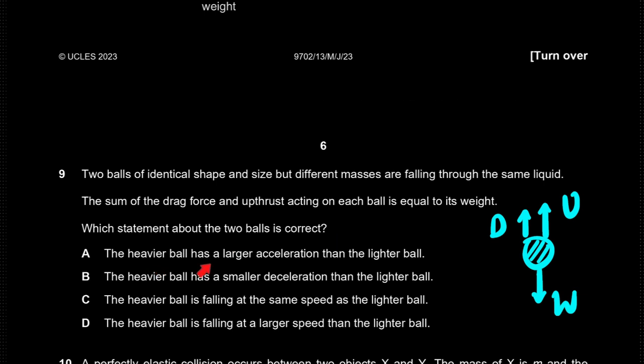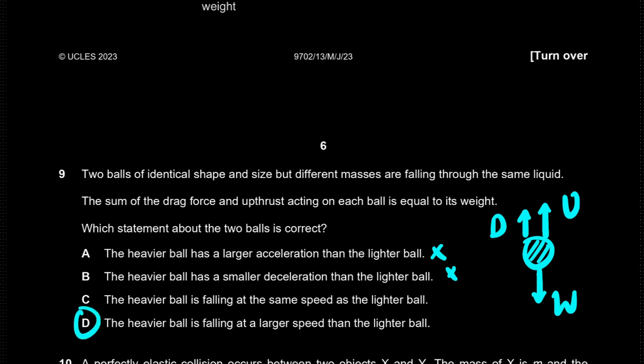The first one says the heavier ball has a larger acceleration than the lighter ball. Now this statement is flat out wrong, because if for each ball the forces are balanced, then this means there would be no acceleration at all for the heavier or the lighter balls. So this is out. Part C says the heavier ball is falling at the same speed as the lighter ball. This is not true, and that's why our answer must be option D, and let me explain to you why this is the case.